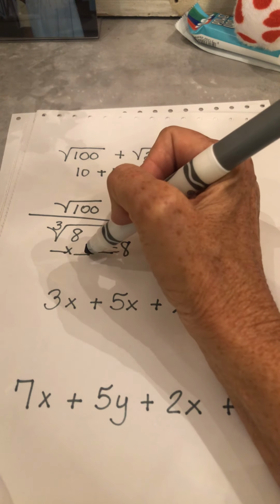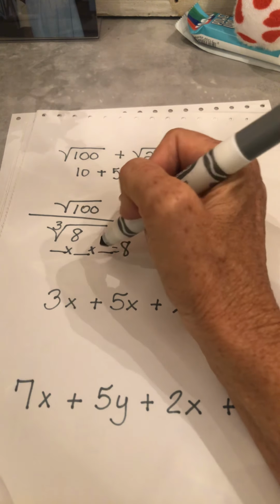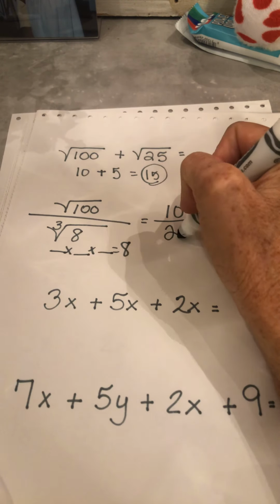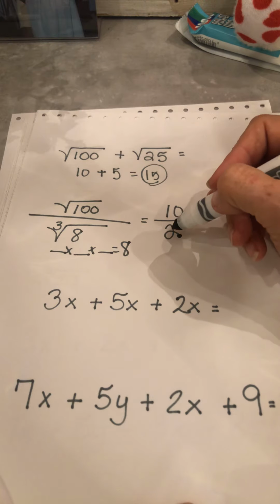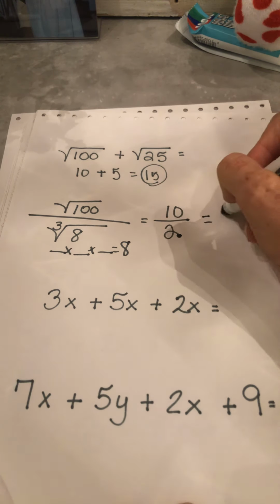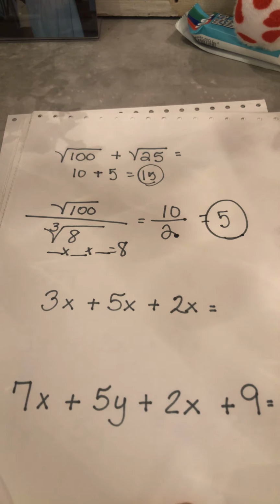What about 2 times 2 times 2? 2 times 2 is 4, times 2 is 8. So that means this would become 2. And now I've got a fraction, 10 over 2. So how many times will 2 go into 10? 5 times, and that's my final answer, 5.